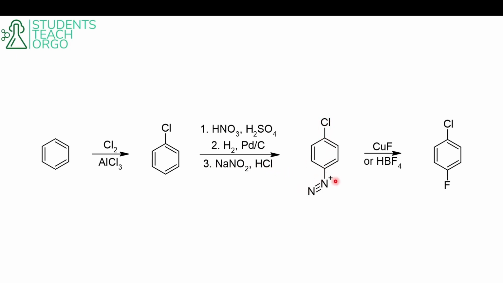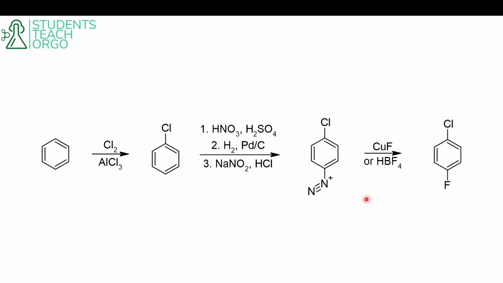And then finally, if we want to add the fluorine, there are two methods to do this. We can use the Sandmeyer reaction way, where we use CuF, or we can do the other way using this HBF4. Either way, we're going to get the same product, and we're going to put a fluorine in this position and get our product.